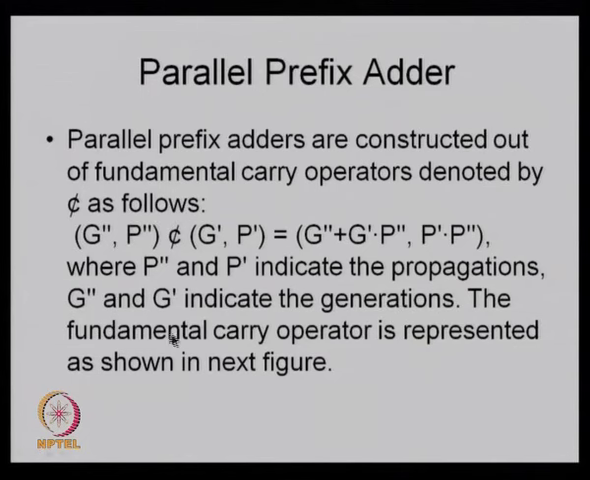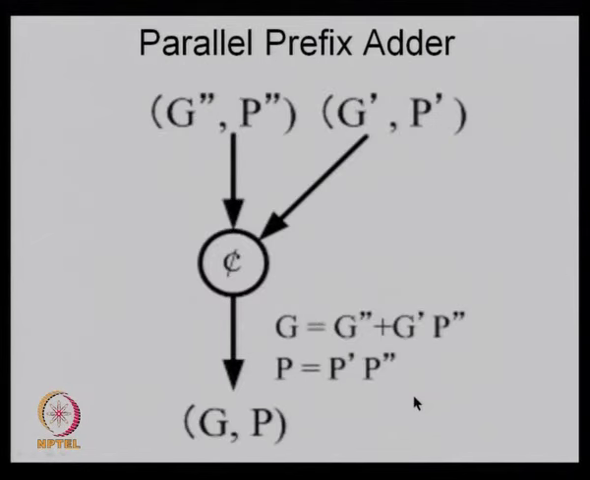Now, the fundamental carry operator is represented as shown in the next figure, which will make this more understandable. If you give this kind of operator, C bar or C slash, G double dash, P double dash, and G dash, it will create an output of G and P, where G is G double dash, G dash, P double dash. Please look at what we are trying.